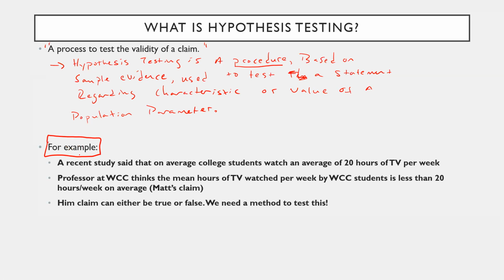So there was this recent study that said, on average, college students watch an average of 20 hours of television per week. So college students watch 20 hours of TV per week on average. That's the average of all college students. When you hear that, do you think WCC students watch more or less TV than 20 hours per week on average? Less. If you read next, a professor at WCC thinks the mean hours of TV watched per week by WCC students is less than 20 hours per week on average.